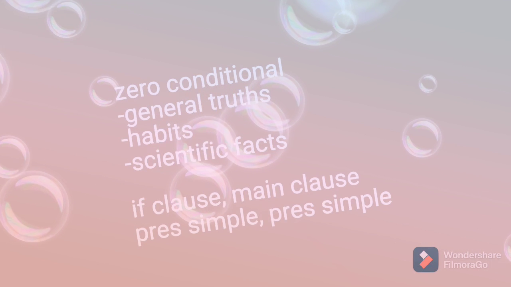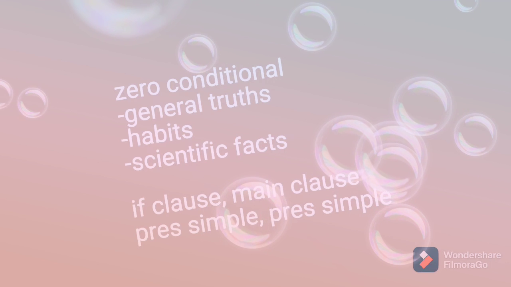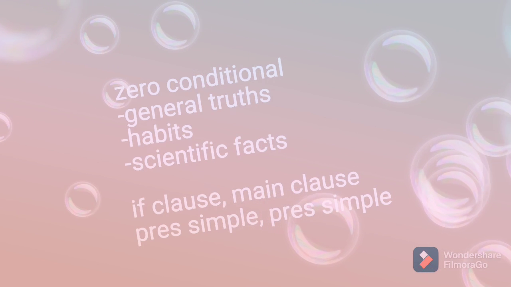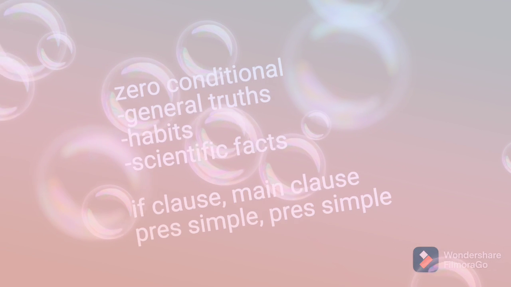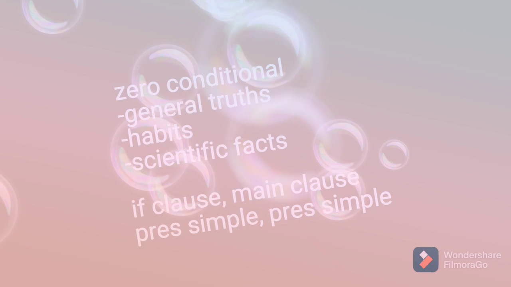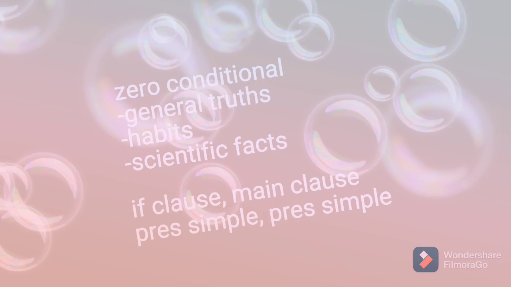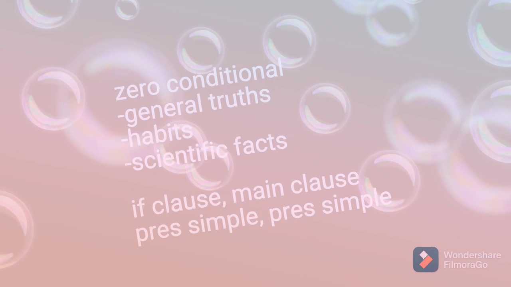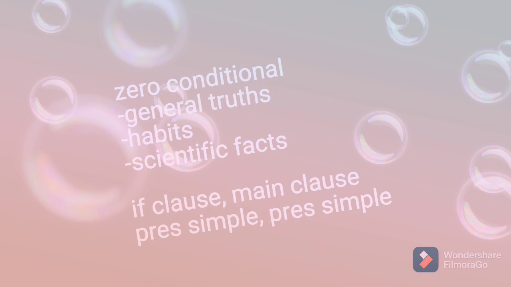Now let's make a summary of all this information. Remember that we use the zero conditional for general truths, habits, scientific facts, or things that always happen in the same way. We need two clauses, the if clause that is the cause and the main clause that is the effect. In both of them, we need to use the present simple.